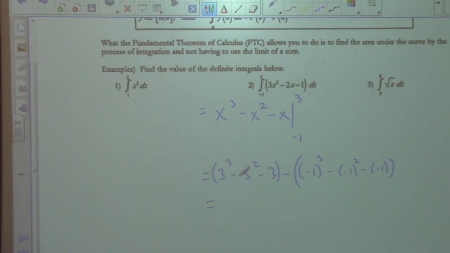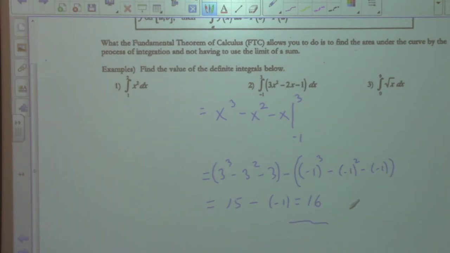And I get 27 minus 9. What is 27 minus 9? 18. Minus 3, that's 15, is it? And then we're going to subtract out what all this is. This is going to be -1 minus 1, so that's -2. And minus -1, so that's going to be -1. Is that -1 plus 2? -1 minus 1 plus 1, right? -1, so minus -1. So we're going to get 16 for that.